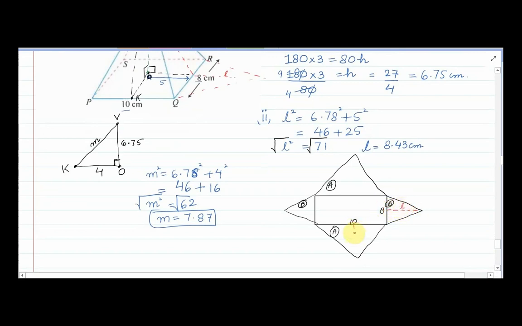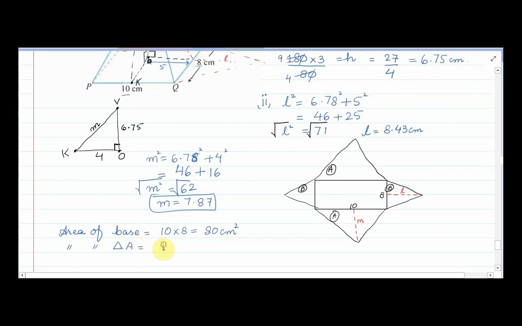Similarly, we have this length M with the same concept. Once you open the pyramid, it will fall down like this. Now the first thing, area of base. Area of base is 10 multiplied by 8. Area of rectangle, simple. So 10 times 8 is 80 centimeter square, right? After that, area of triangle A.